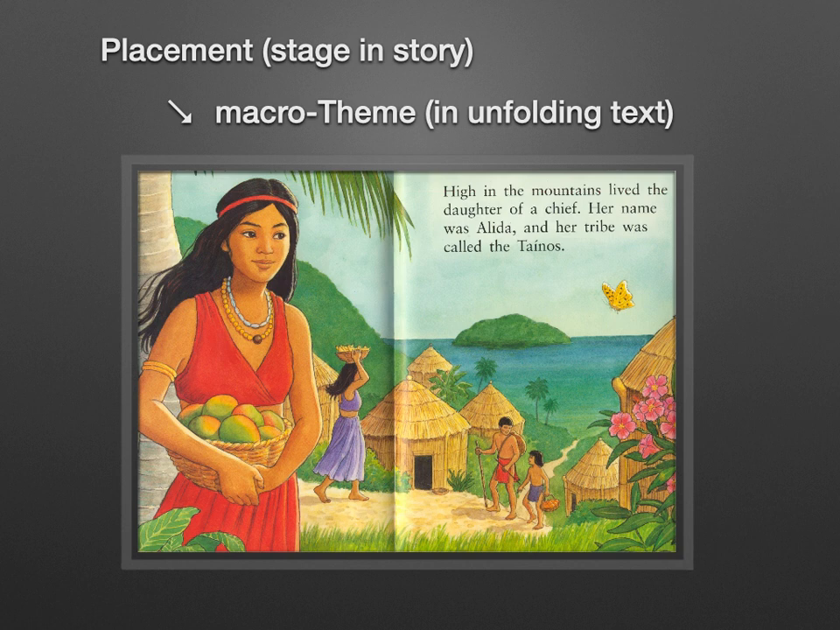As you would expect by now, the macro theme, as it were, is in terms of the context of narration, the placement, so the orientation to the whole story. And you remember this from the last segment, this example. High in the mountains lived a daughter of a chief. Her name was Alida, and her tribe was the Taínos. Okay, so that's the placement. And as far as the whole text, the whole story is concerned, folktale, this is the beginning of the macro theme.